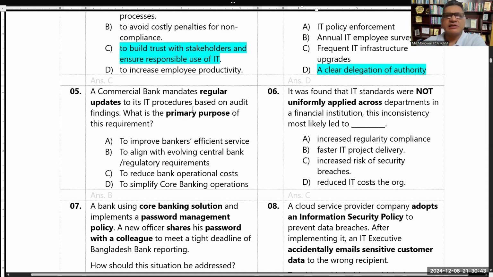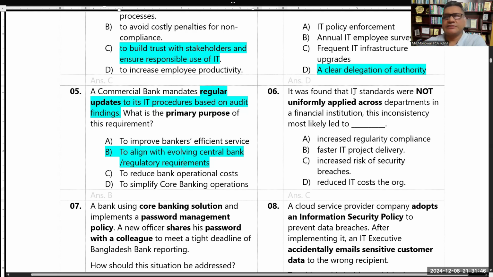Answer D. A commercial bank mandates regular update of its IT procedure based on audit findings. What is the primary purpose of this requirement? The primary purpose of this requirement is to align with evolving central bank and regulatory requirements. So here the answer is B.